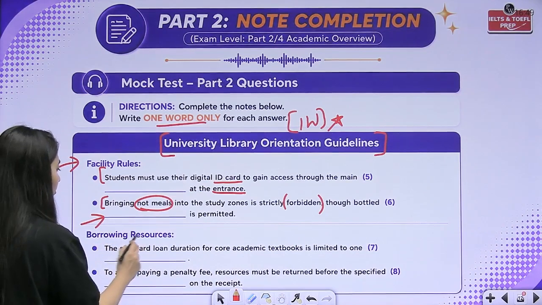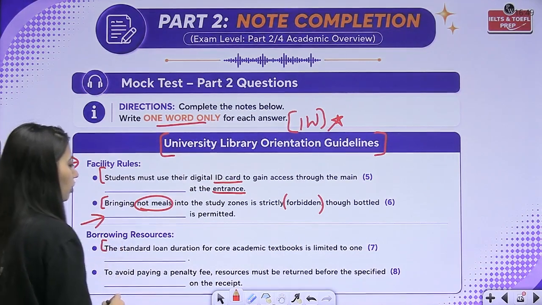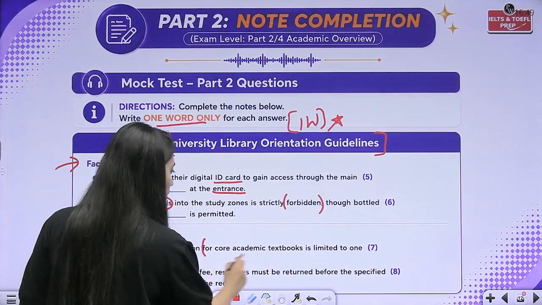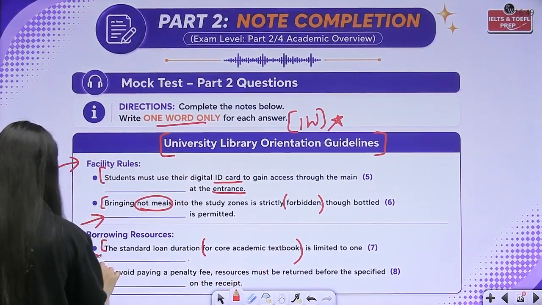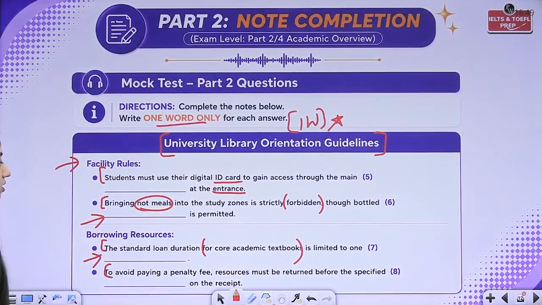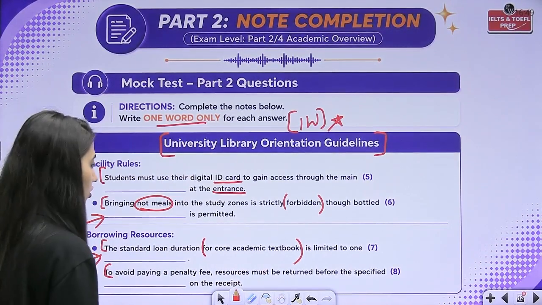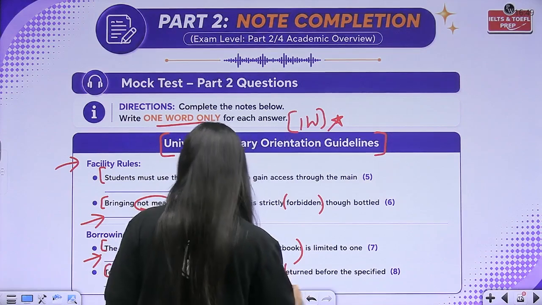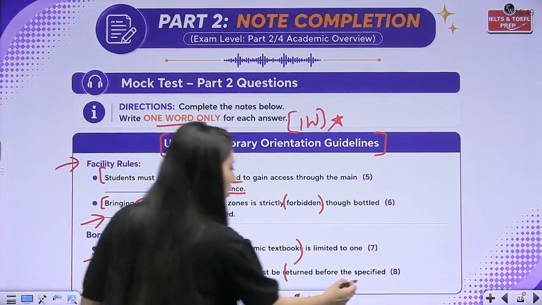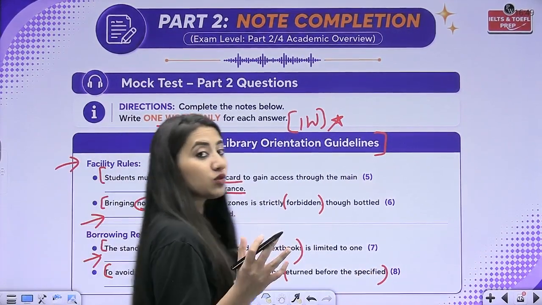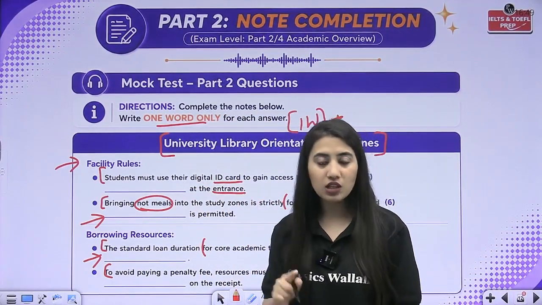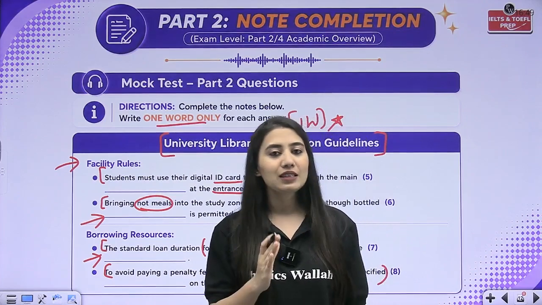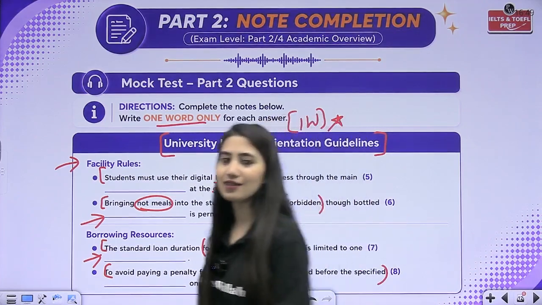Then borrowing resources: the standard loan duration for core academic textbooks is limited to one dash. To avoid paying a penalty fee, resources must be returned before the specified dash on the receipt. Yes. So all those things which I have marked in brackets are your keywords. So stay focused. I'm going to be playing the audio. Please stay awake and mark your answers.